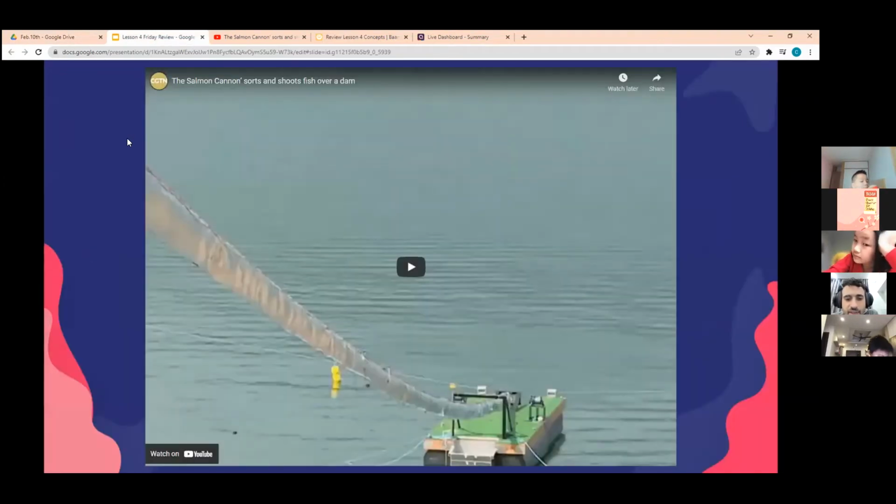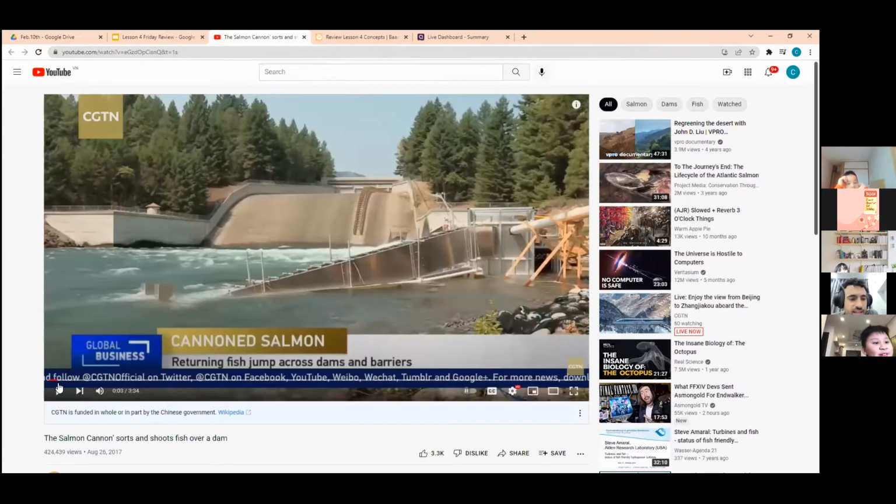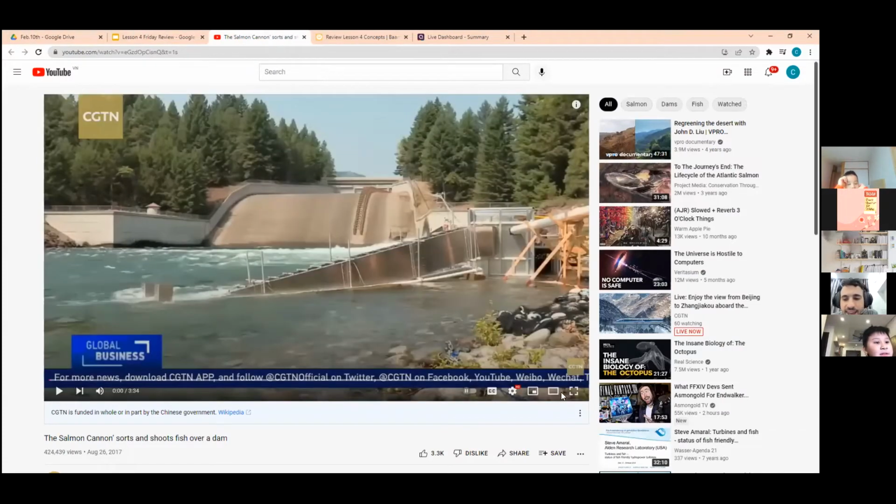Okay, guys. This is an idea that I found that someone has made. So here we go. This is the salmon cannon. Whoa. This is a cannon that shoots them over the dam.